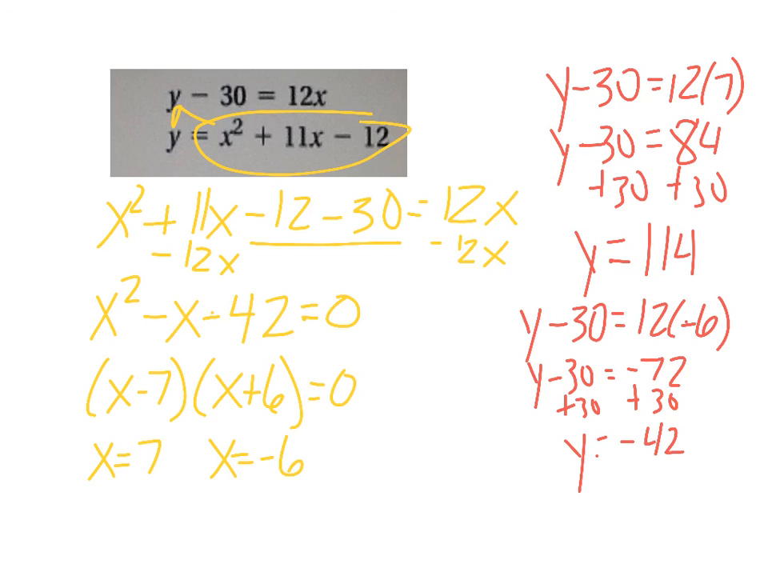Put it all together for our final answer. Just going to kind of throw it in the middle here. That's the space I have. When we plugged in 7, we got 114 for our y value. And when we plugged in negative 6, we got negative 42 for our y value. So that is just a second option in which you can use substitution as well.